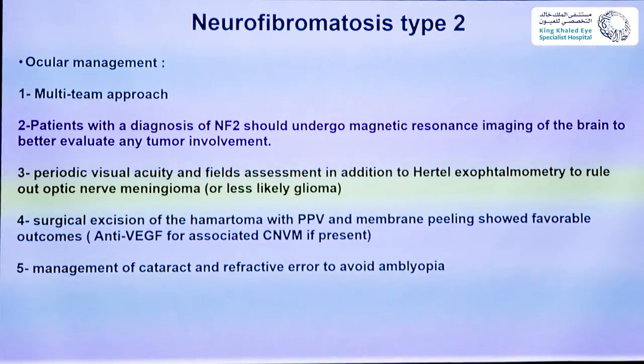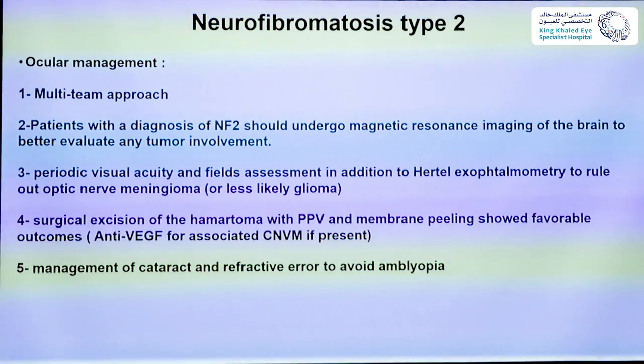So the ocular management, again, as in patients with phakomatosis, includes a multi-team approach. Patients with NF2 should also undergo multiple neuroimaging studies to rule out any systemic hamartoma. In regard to our side, because of the optic nerve meningioma, you should have visual acuity and field assessment, in addition to Hertel, to make sure that you don't have any visual compromise because of that. Surgical excision has been proposed if the patient develops significant proliferation or secondary complications of the hamartoma, and the results showed that the prognosis was good.